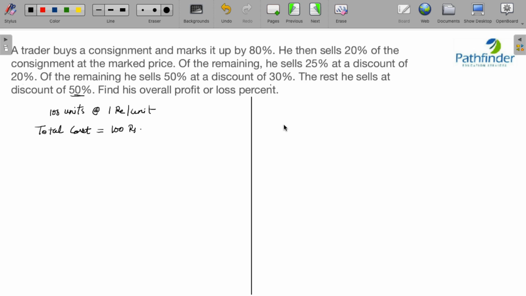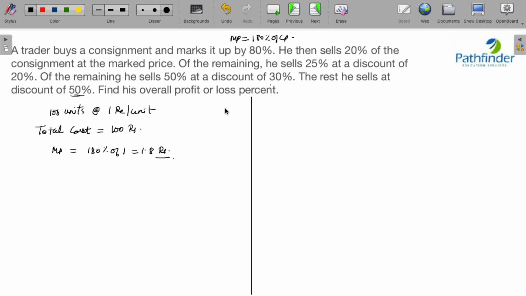Now all we need is to calculate the revenue. But before we calculate the revenue, let us see what is the marked price. He marks up his consignment by 80%. So his marked price must be 180% of cost price, CP plus 80% of cost price, or 180% of cost price, whichever you like. So marked price is 180% of 1 rupee, that is 1.8 rupees.